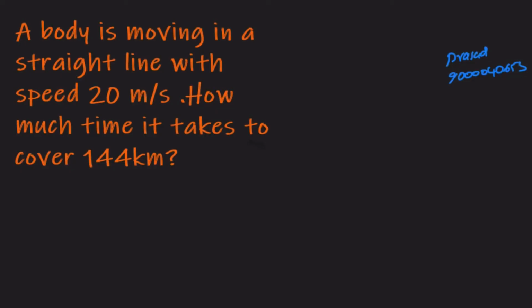Let's go to solve some of the problems. A body is moving in a straight line with speed 20 meter per second. How much time does it take to cover 144 kilometers? Its speed is given as 20 meter per second and distance is given as 144 kilometers.